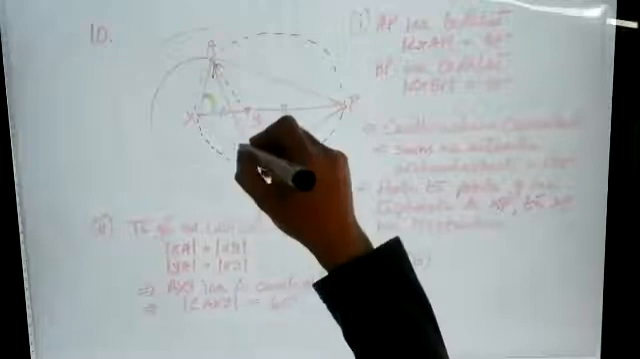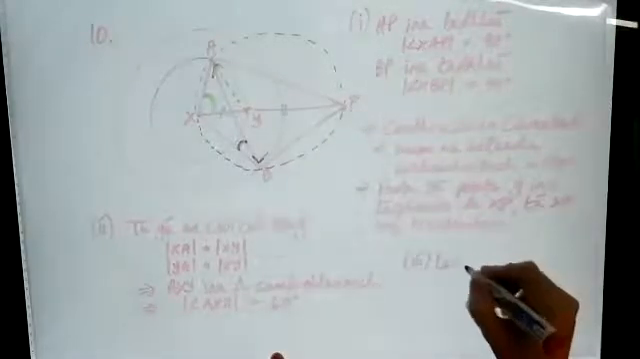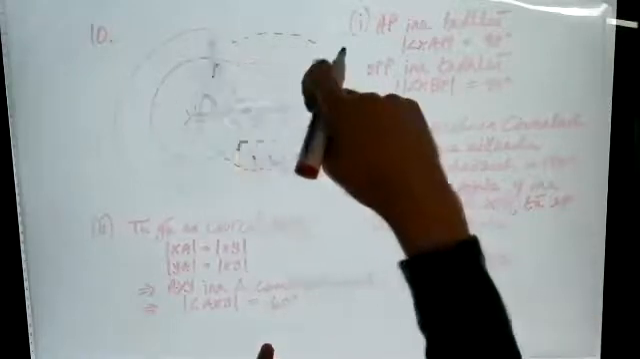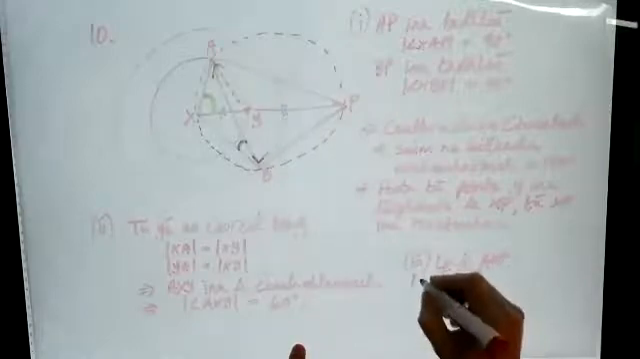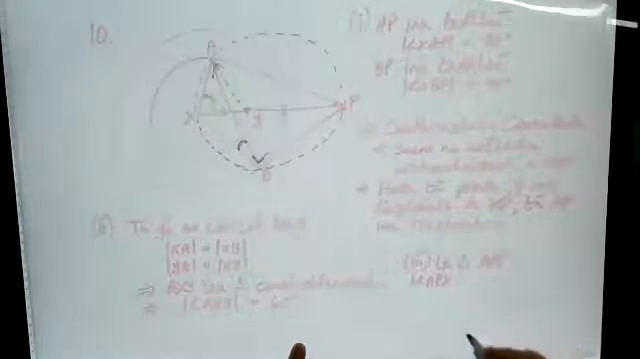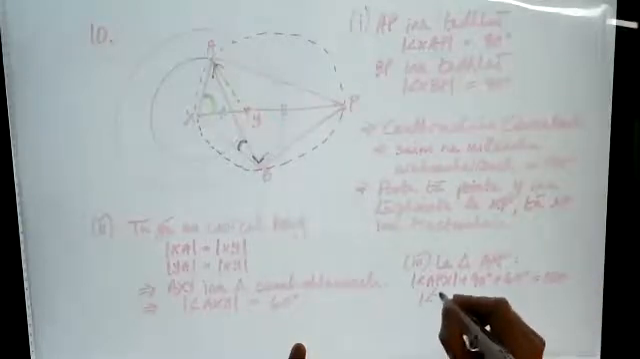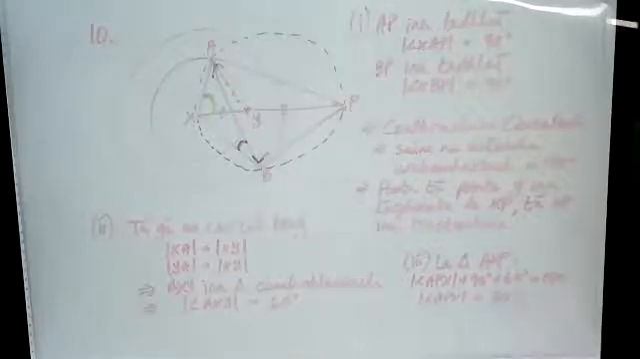So we calculate angle XBA. Okay. Now we look at triangle AXP. So in triangle AXP, the angles add up to 180 degrees. So APX equals 180 minus the other two angles. So the angle is 30 degrees.